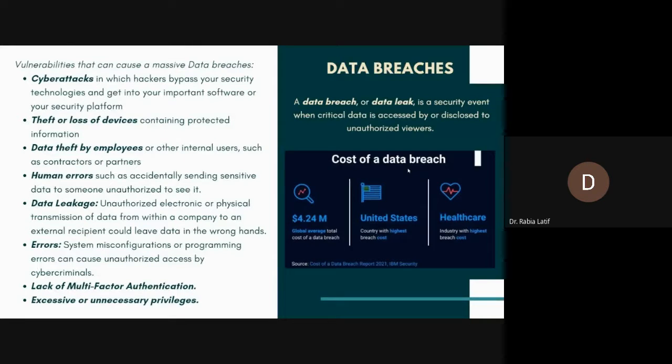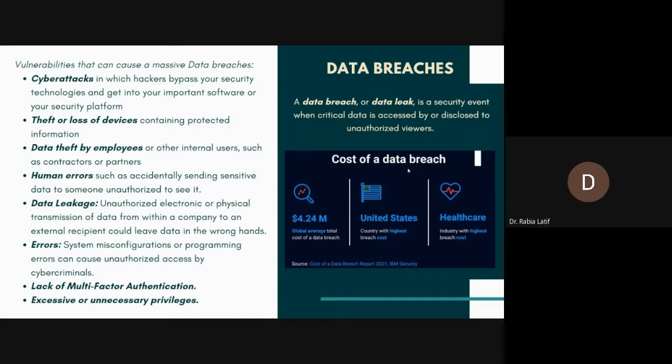Again, the next one is theft or loss of your devices that contain protected information. This is basically the physical attack on your data. Data theft by employees. Sometimes employees themselves are involved in this type of theft. They include your contractors and your partners, because they are interested in your data, your trade secrets, your formulas, your plans, and so on.